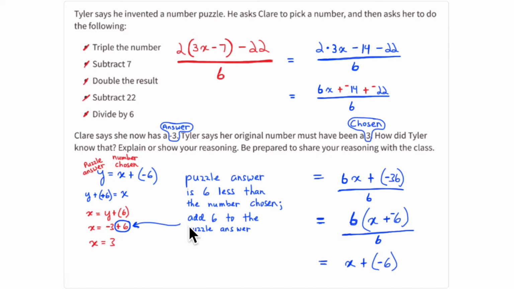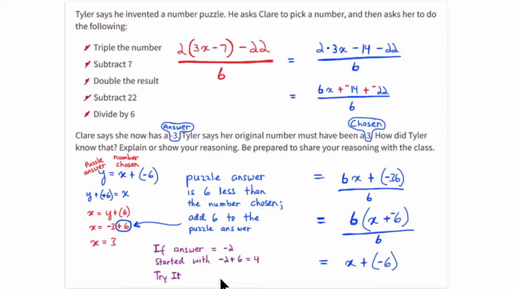This gets confusing. I'm going to draw a little picture of this in a little while, but the puzzle answer is 6 less than the number chosen. That means I have to take the answer and add 6 to it, because this answer is 6 less than this x. So add 6 to the puzzle answer. And again, I'm going to make a little drawing of this on a number line in a few moments. This language is confusing. You have to really keep track of what you're saying.